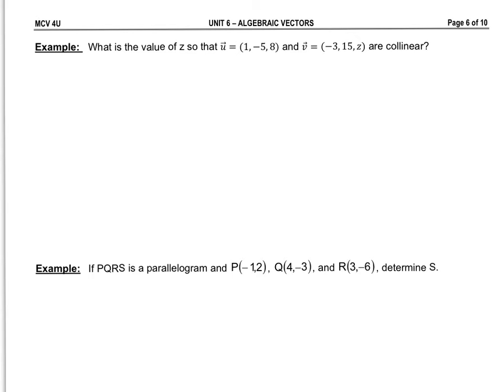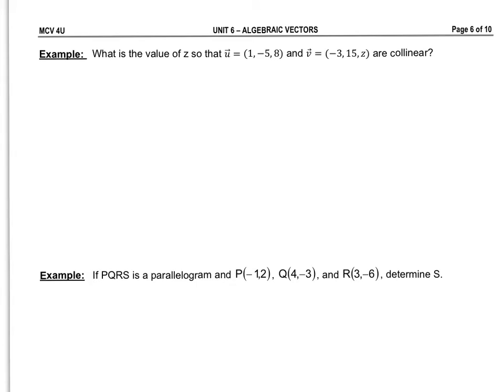All right, our next example says, what is the value of z so that vector u and vector v are collinear? To be collinear, they have to be scalar multiples of each other. So let's look at vector u here. Vector u is 1, -5, and 8. And my vector v is equal to -3, 15, and then something which we don't know yet.